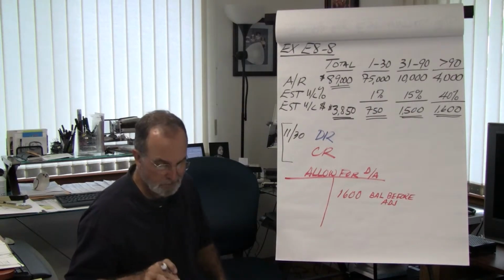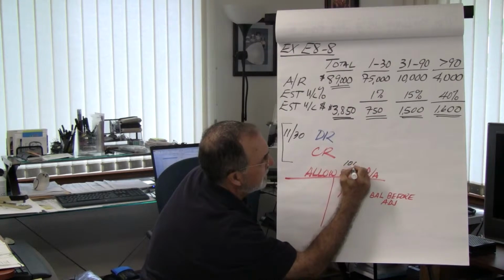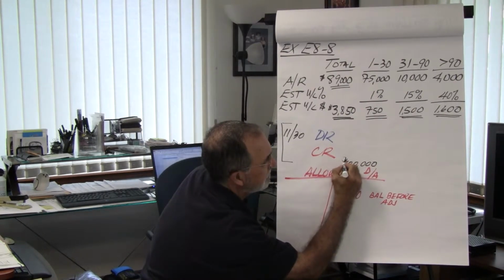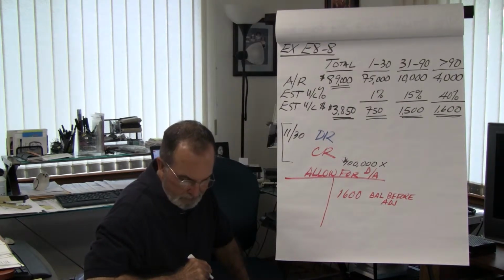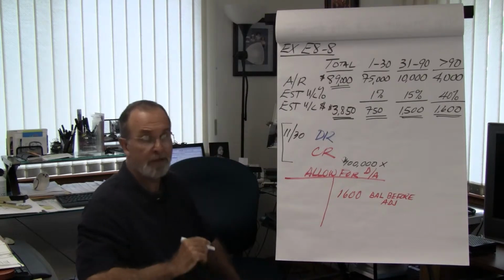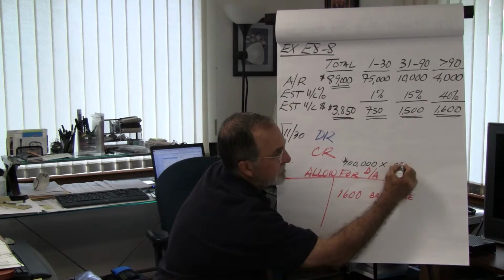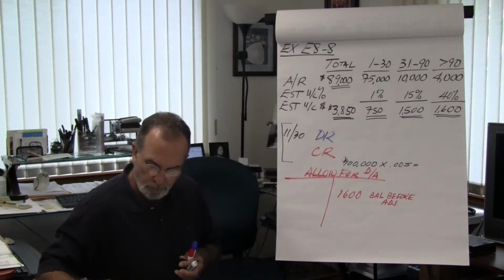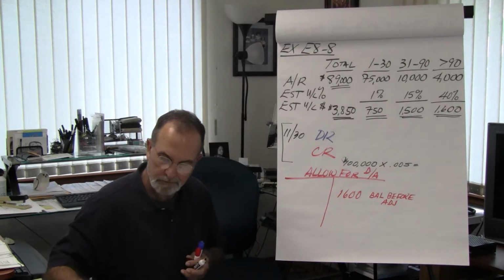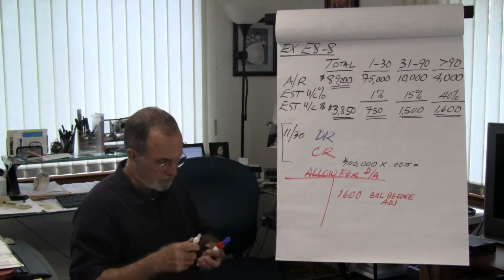And that calculation is based on sales of $100,000, and we're going to use a rate of 0.5%. So that's going to be 0.005. And so using our calculator here, that amount is $500.